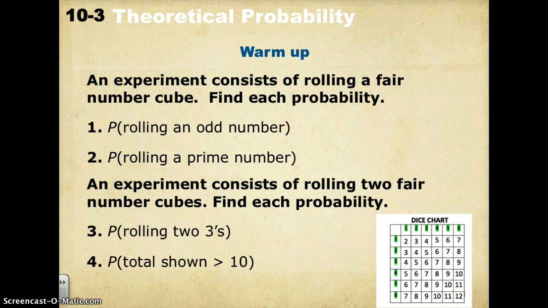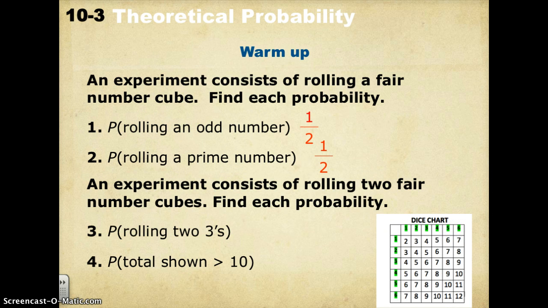An experiment consists of rolling a fair number cube. Find each probability. The probability of rolling an odd number would be rolling a 1, a 3, or a 5. That's 3 out of 6, or 1/2. The probability of rolling a prime number. Prime numbers, remember, are numbers that are not divisible by anything except themselves and 1. 1 is not included in the prime number set, so we would include 2, 3, and 5, which would be 3 out of 6, or 1/2.